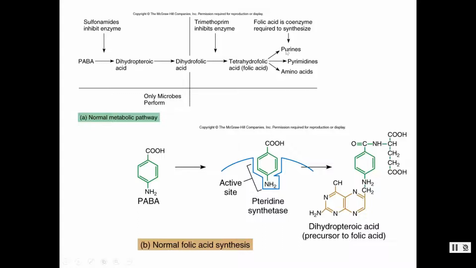And that's what's again needed for your nucleic acids, your purines and pyrimidines, and your amino acids. So this is a metabolic pathway. Again, this is not our metabolic pathway, but many microorganisms have the enzymes that can convert PABA into folic acid. All right, each one of these steps has an enzyme, and we know how that works. So this is normal folic acid synthesis. We take PABA, it binds to a particular enzyme, and then converts it into this dihydropteroic acid. So that is our normal pathway in our bacteria.